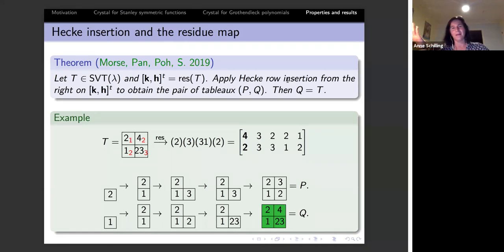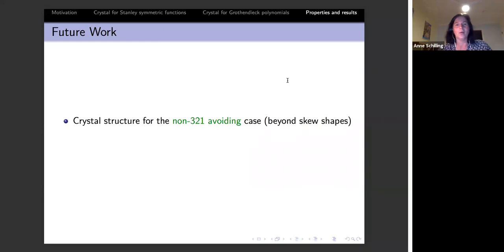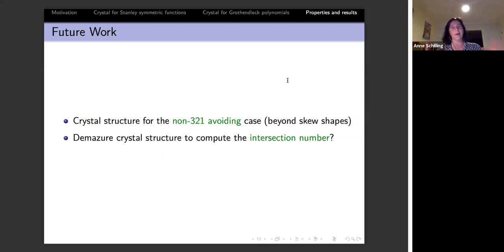That's why basically they couldn't see that there's actually an easy way to define the crystals in the 3-to-1 avoiding case. And just to finish my talk, what we are currently working on is to upgrade this to the non-3-to-1 avoiding case, so to find the rules that will work. And then once you have the full crystal, you can also look at de Mazur crystals. De Mazur crystals are certain slices of the full crystal, and that should actually help to also get the intersection numbers. Thank you very much.